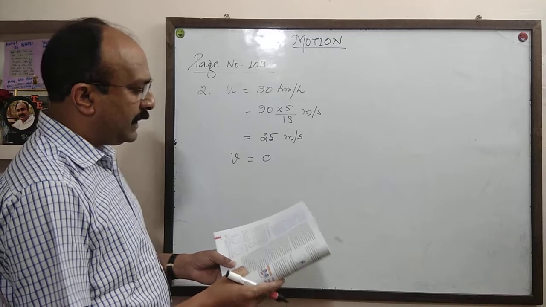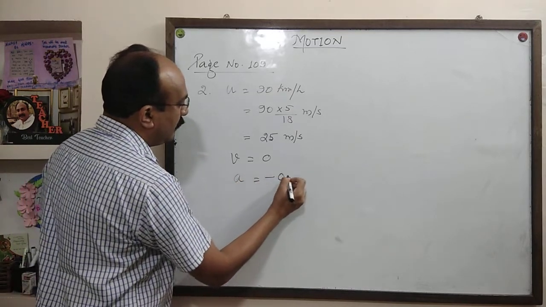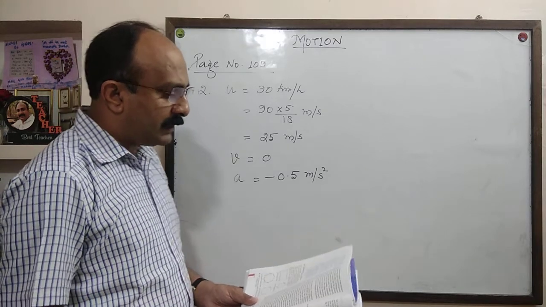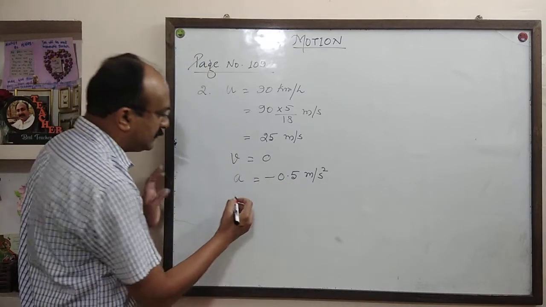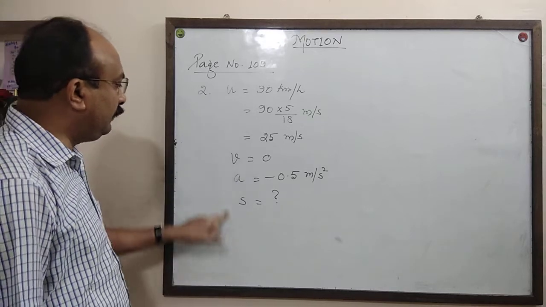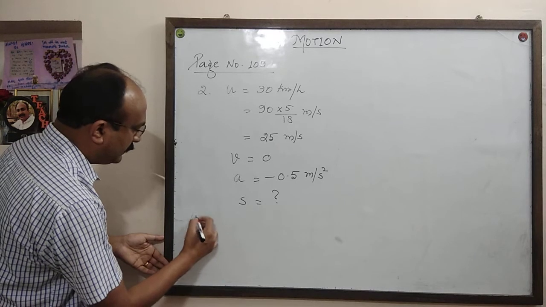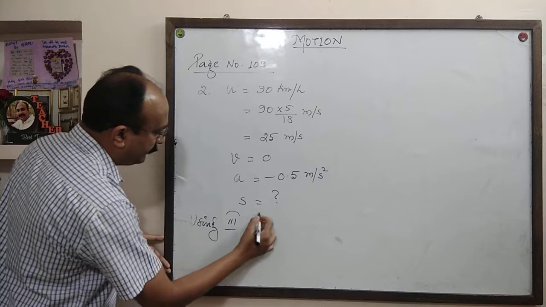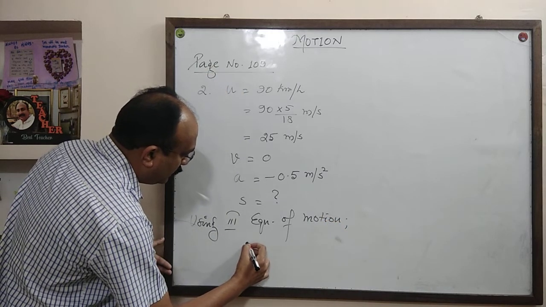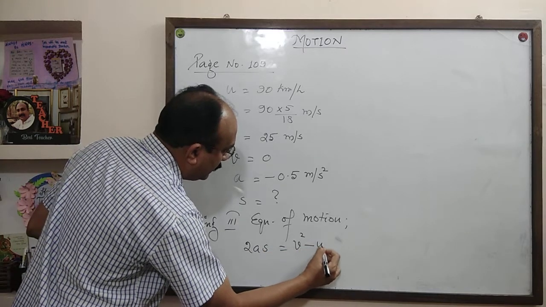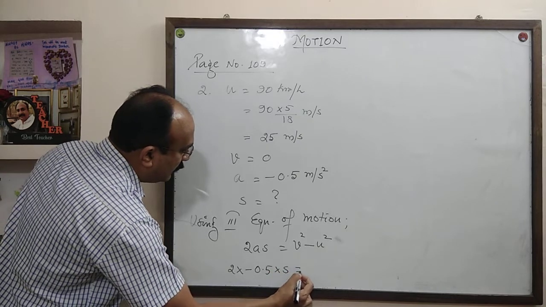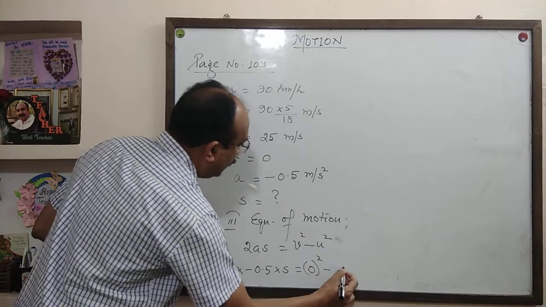And uniform acceleration of minus 0.5. So acceleration A is equal to minus 0.5 meter per second square. Find how far the train will go before it is brought to rest. How far means S. So S is equal to question mark. U, V, A, S. Which equation relates U, V, A, S? Third equation of motion. So using third equation of motion, 2AS is equal to V square minus U square. 2 into minus 0.5 into S is equal to 0 square minus 25 square.